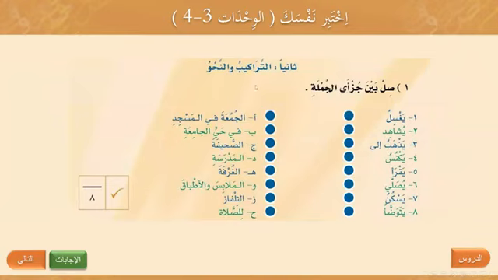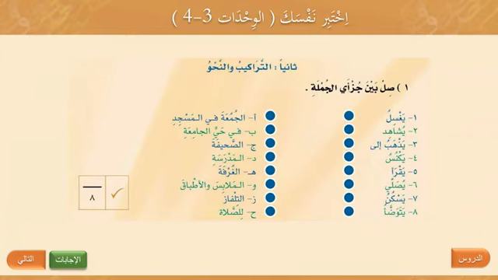Thaniyan, we have at-tarakib and nahwu, grammatical structures. In the grammatical structures, we have to connect the two parts of the sentences. Now we have two parts of the sentences, juz'ayn, and here, because it is used as mudaf, the noon has been dropped: juz'ay al-jumlati. So we have two parts of the sentences, and we have to connect them.